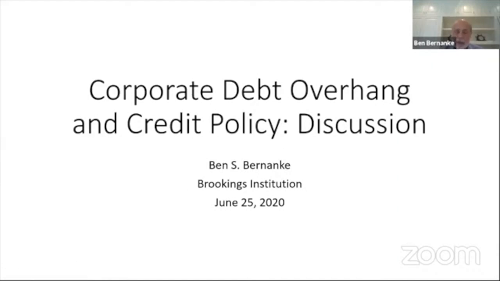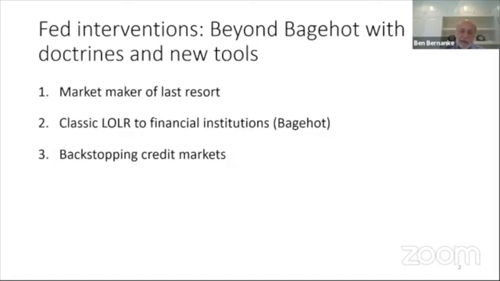So let me talk again about Fed financial interventions other than monetary policy. Next slide. There are three types of interventions that the Fed's engaged in. The second one is the one you're all familiar with, the classic lender of last resort: lend freely at a penalty rate to financial institutions to avoid loss of liquidity. That's Walter Bagehot from the 19th century. That's the classic financial intervention. But there's two others worth mentioning now.